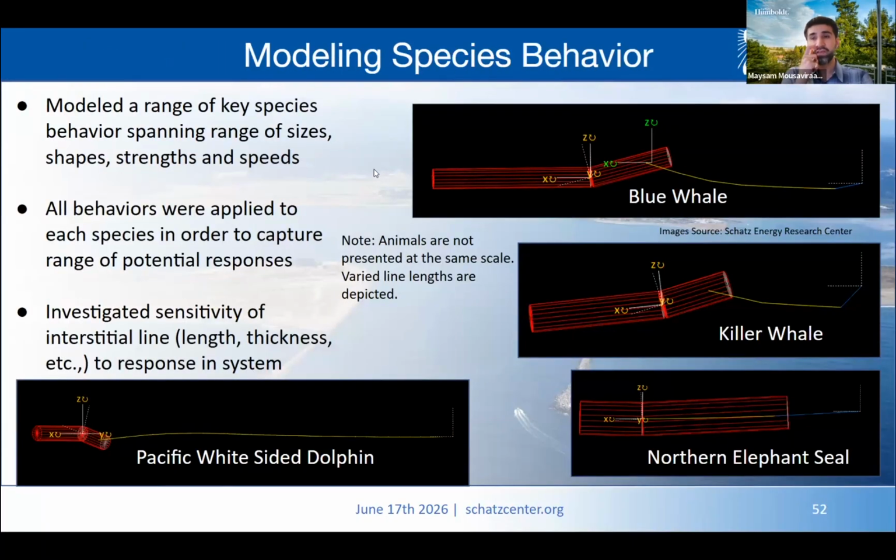So this slide shows several species models. The key point is that we are not simply scaling the same animal up and down. We are modeling different species in our simulations. The species differ in size, shape, body configuration, strength, swimming speed, and tail beat frequency. We also studied the sensitivity to the interstitial line, especially the length and the mechanical properties of the line. That matters, again, because the line connecting the animal to the mooring line can filter or amplify the force transmitted into the system.